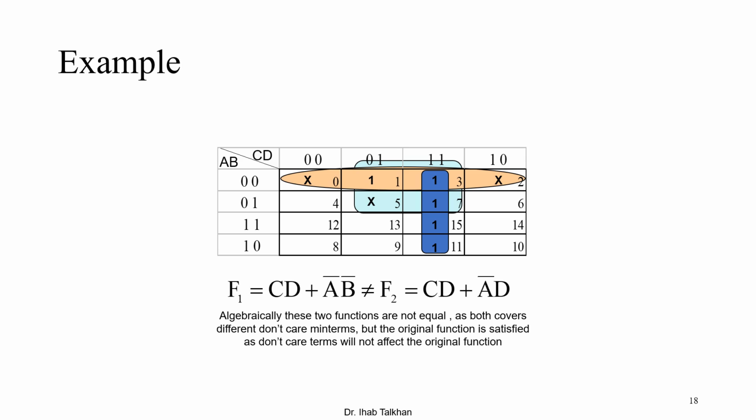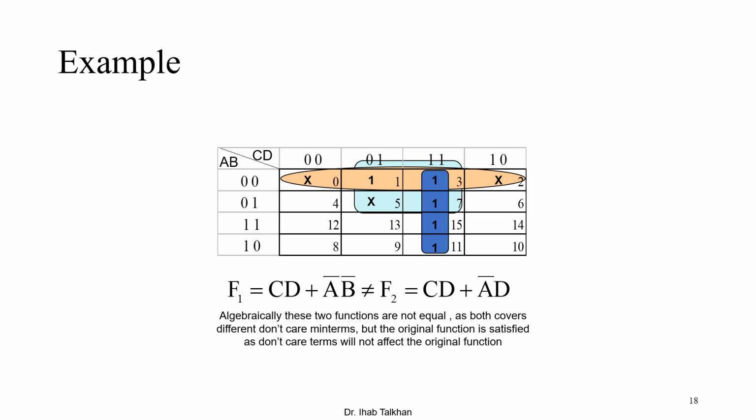While in the other solution you made a choice of 0. In cell 0 you have x equal to 0, in cell 2 you have x equal to 0, and in cell 5 you have x equal to 1. So you ended up with F2 equal to CD plus A bar D, which means that F1 does not equal F2. But where is my F? My F is embedded inside the two functions.